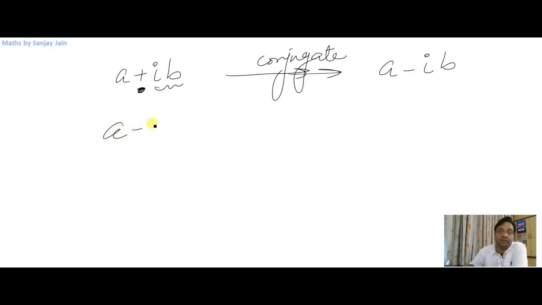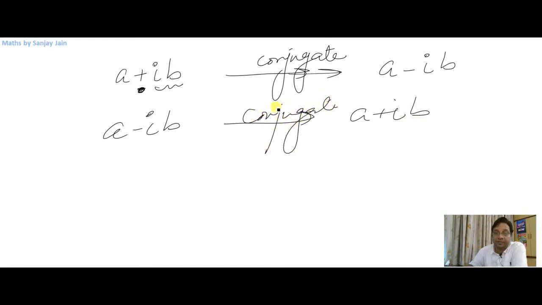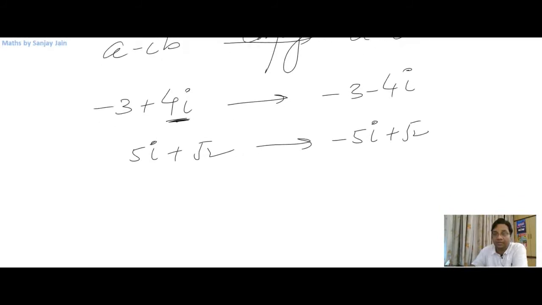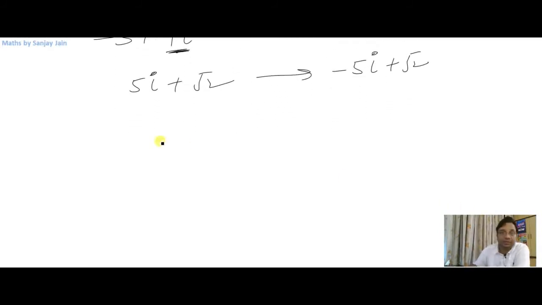So what will be the conjugate of a minus iota b? It will be equal to a plus iota b. What I am writing here is conjugate, right? So if I ask you the conjugate of minus 3 plus 4 iota, it will be equal to minus 3 minus 4 iota. I just need to change the sign of the imaginary part, right? So if I give you 5 iota plus root 2 here, its conjugate will be minus 5 iota plus root 2, right? This is how we write the conjugate of complex numbers.